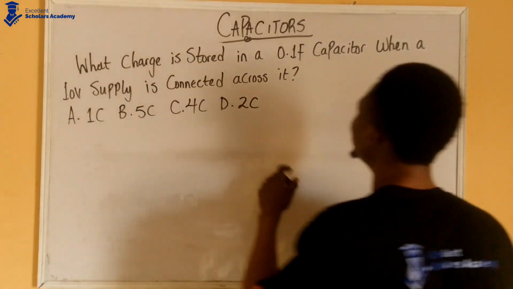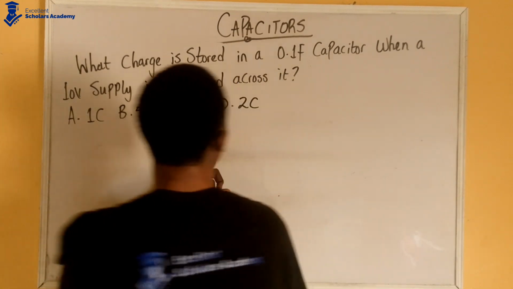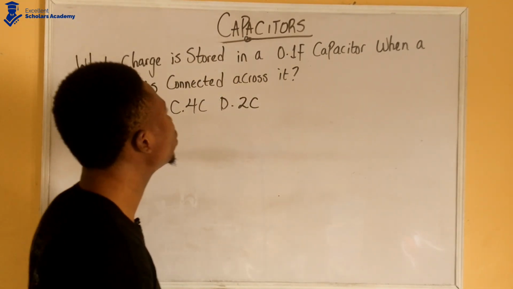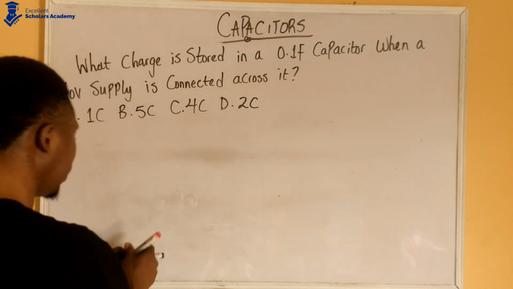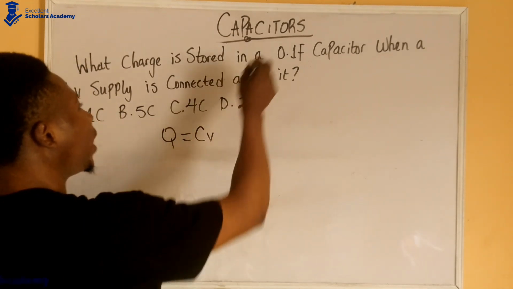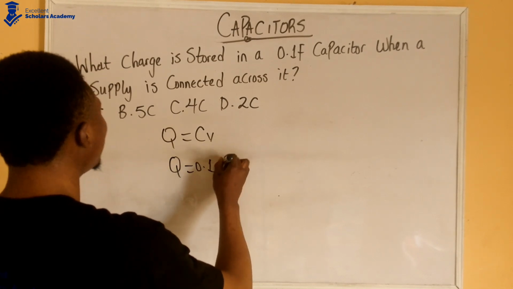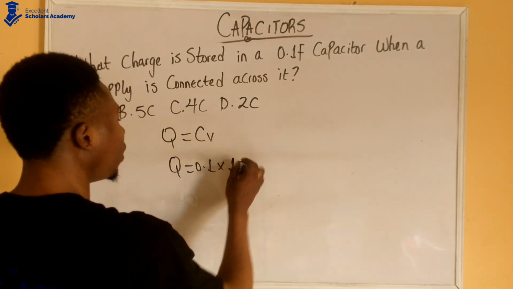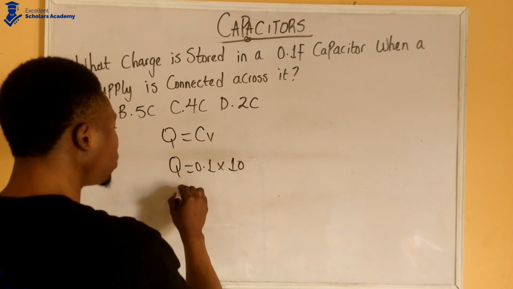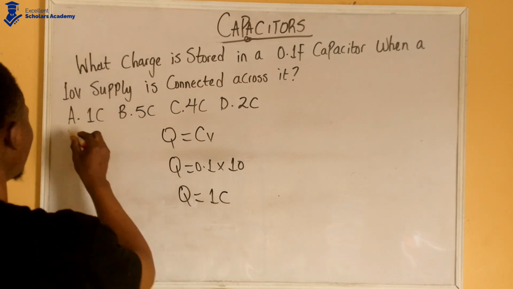What charge is stored in a 0.1 farad capacitor when a 10 volt supply is connected across it? Now, charge is equal to CV. We are given the capacitance 0.1, so this is equal to 0.1 multiplied by the voltage 10. Now this 0.1, when it's multiplied by 10, moves the point forward, so it becomes 1. So Q is equal to 1 coulomb. So option A is our answer.